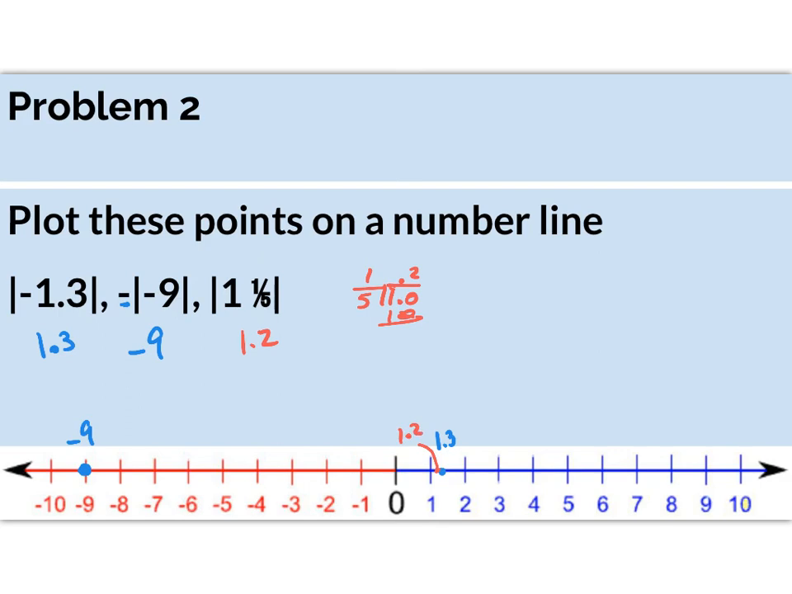So sometimes when you see fractions in these problems, you're going to have to convert them to decimals so that you can compare them. That's the end of this video.